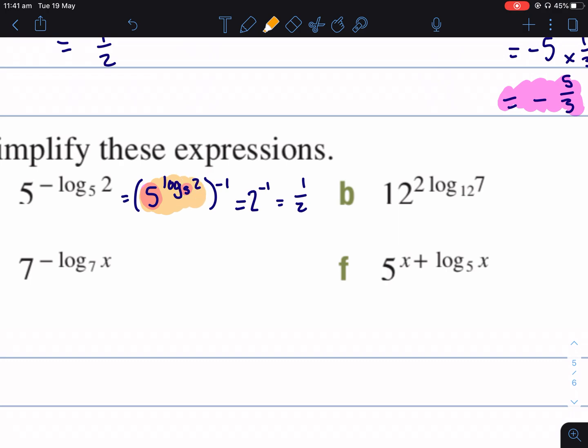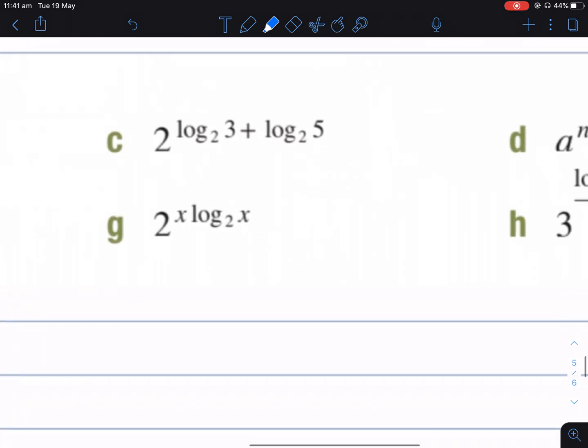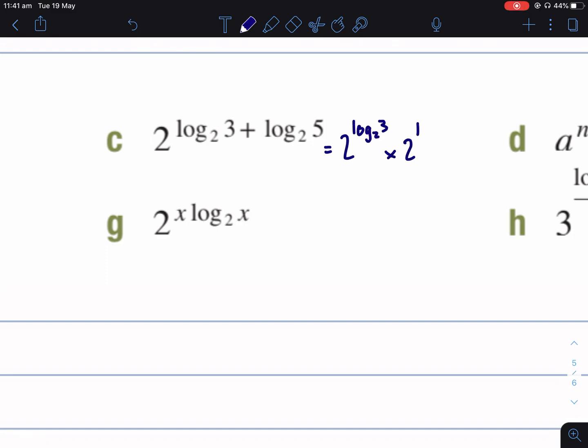Yeah, so this whole thing became 2 because it became whatever this one was. 5, okay. Adding the indices, so these must have been 2 to the log base 2 of 3 times 2 to the log base 2 of 5. 2 to the log base 2 of 3 is 3. 2 to the log base 2 of 5 is 5. So it's 15.